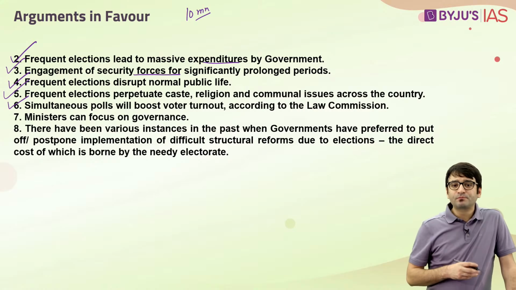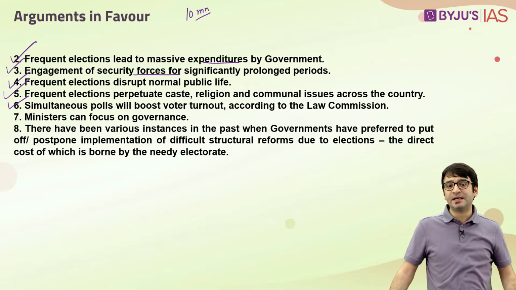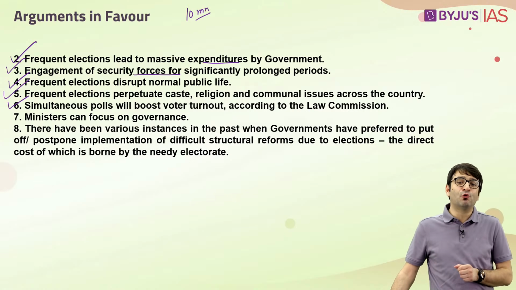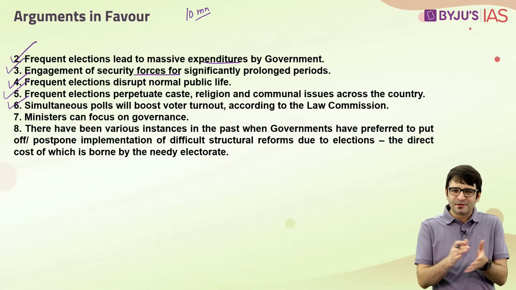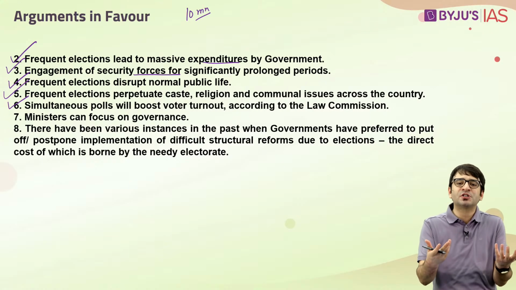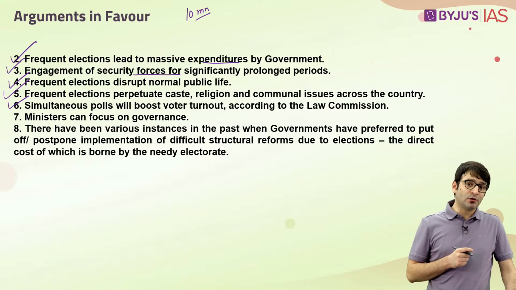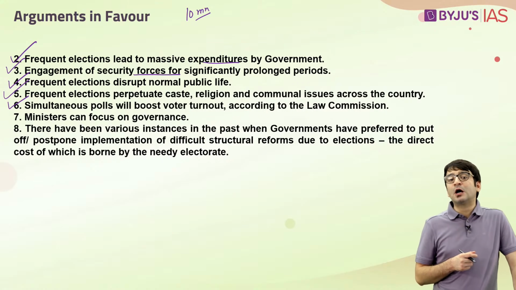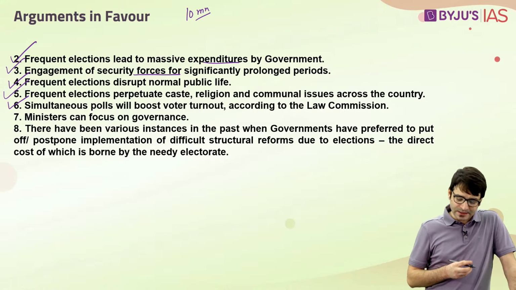Another argument, Law Commission says if elections are conducted simultaneously, it will boost voter turnout, which basically means people would say we have to vote only once in 5 years. These are not frequent elections, these are not periodic elections. So let's come out in large numbers and vote once every 5 years. So according to Law Commission, the voter turnout will increase if elections are conducted simultaneously.